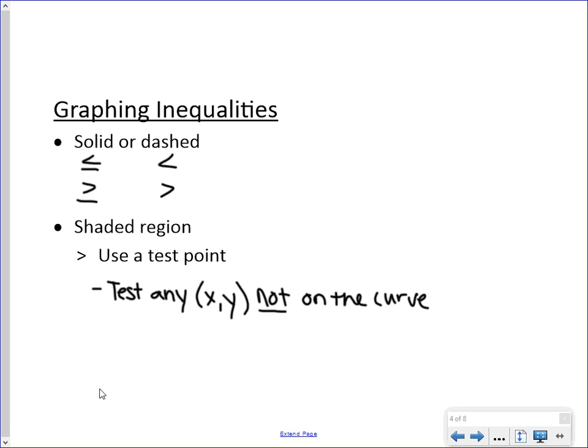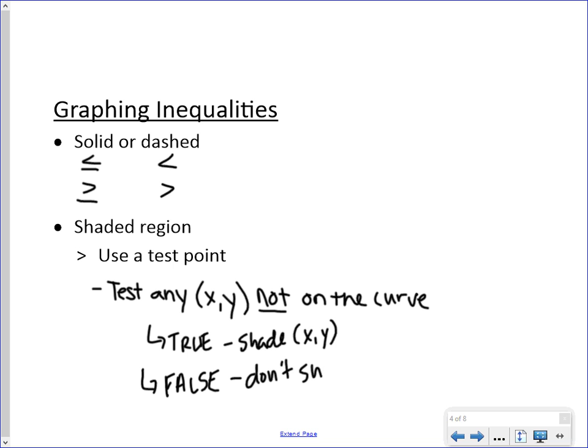And you basically test it in the inequality. There are two outcomes. It could be true. It could be false. And true just means shade x, y. False means don't shade x, y. So if it makes the inequality statement true, then yeah, that was the solution. It works. That part should be shaded. If it makes the inequality false, then that point is not a solution. It should not be in the shaded region of the graph, so you should shade in the other portion.